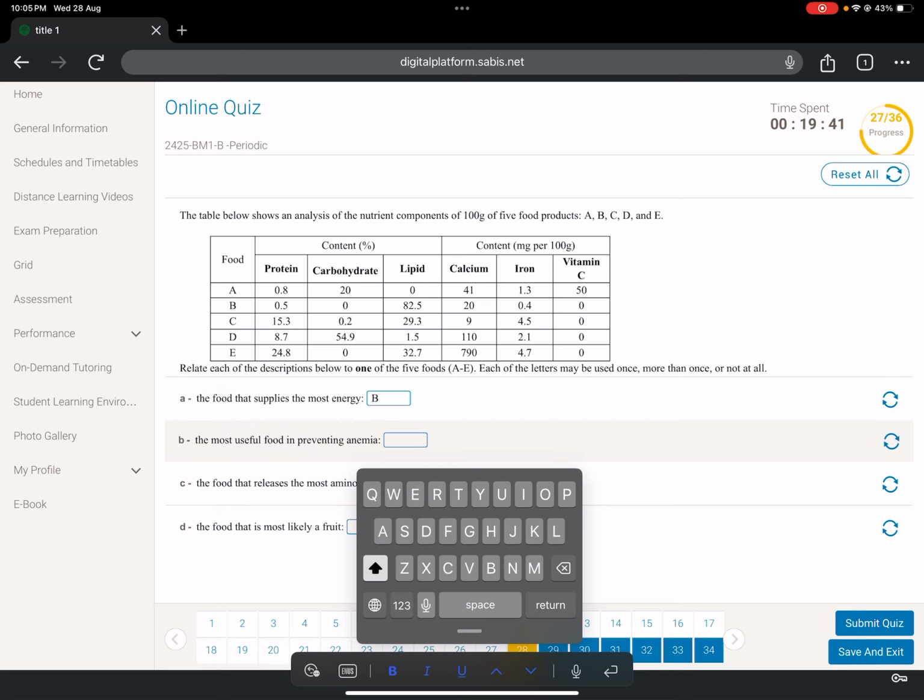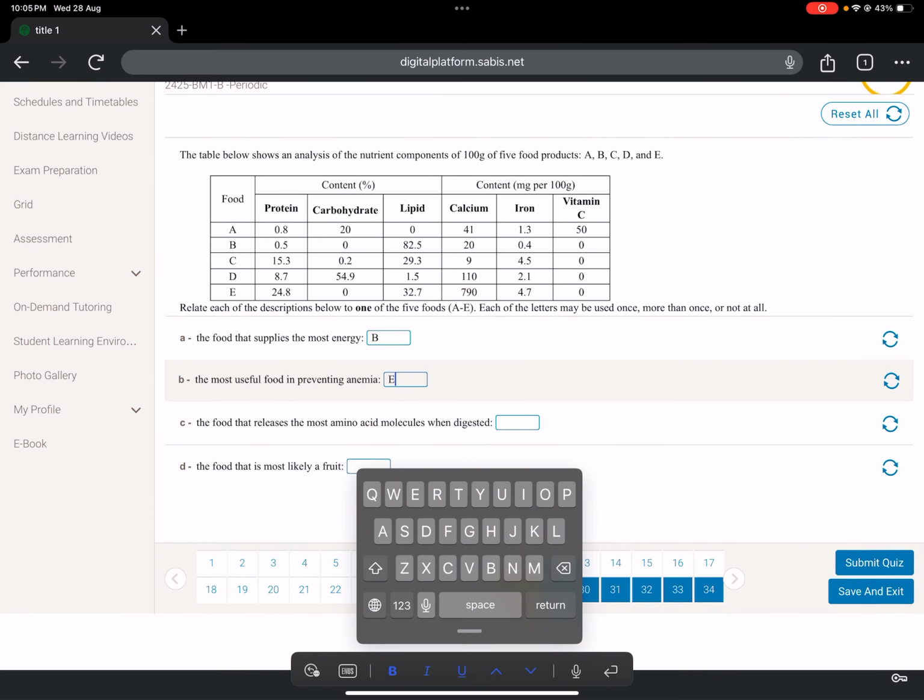The most useful food in preventing anemia. So what prevents anemia? First of all, how does anemia come? Anemia comes if we have a diet that's deficient in iron. So to prevent it, we need a diet that has high levels of iron. So we check again the table. The highest level of iron is 4.7, which is food E.